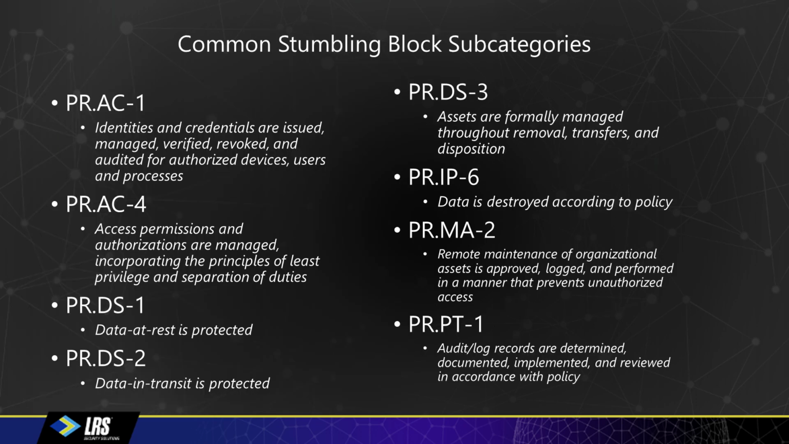So similar to part one, we like to illustrate a few stumbling blocks, we'll call them, that we see across some of our customers. These can be stumbling blocks for a lot of different reasons, right? Just because it's a stumbling block doesn't mean that it's difficult to understand. And in some cases, or even maybe in a lot of cases, it's not difficult to understand. It's more just the breadth of the subcategory that can leave an organization reeling almost, right? So the very first one here listed is a great example of that, PR.AC-1.